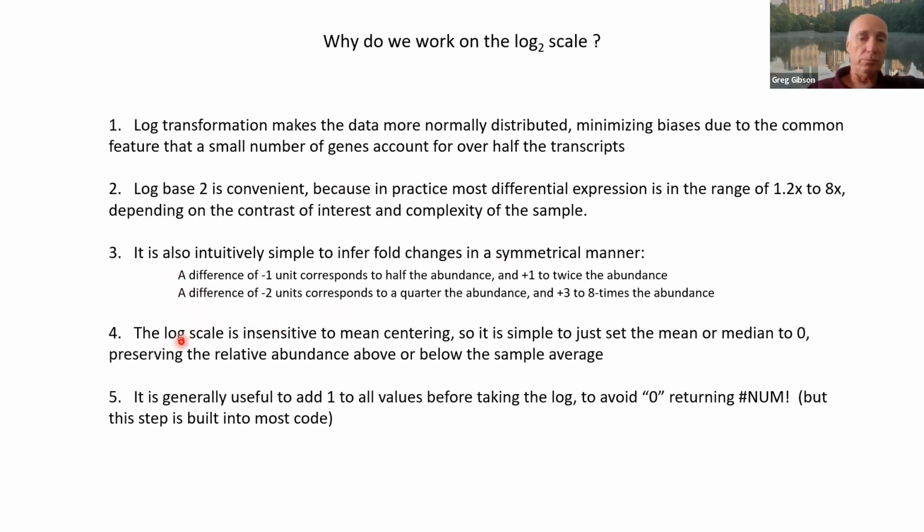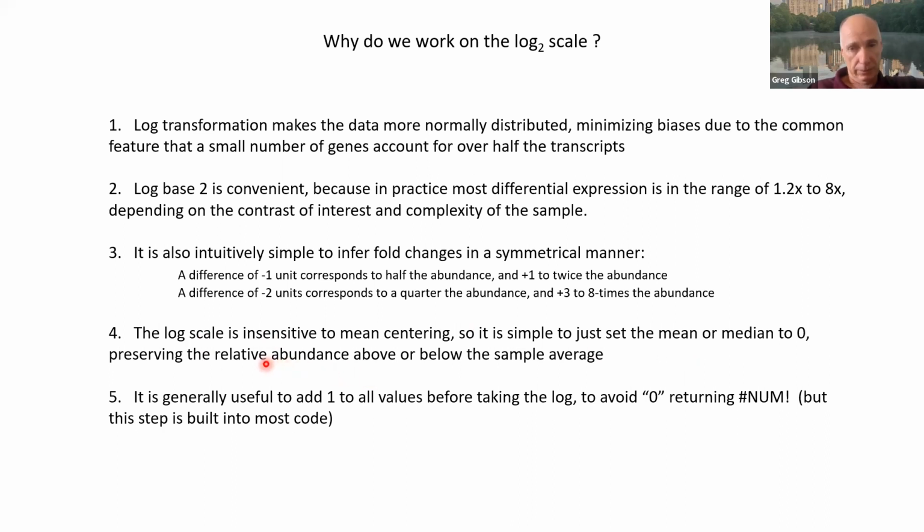It also happens that the log scale is insensitive to mean centering. So you can just center your samples: you make the mean of your sample after log transformation 0. A negative value is less than the average, a positive value is more than the average, but that has no impact on the idea that a value of 1 corresponds to 2-fold. So it preserves that relative abundance above or below.